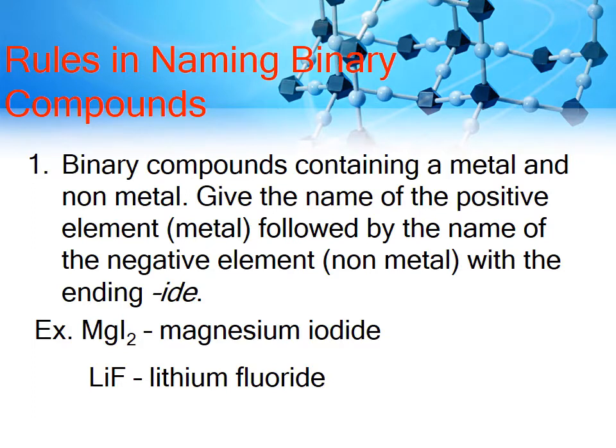We have the rules in naming binary compounds. First, binary compounds containing a metal and a non-metal. Give the name of the positive element, which is the metal, followed by the name of the negative element or non-metal with the ending -ide. For example, here in this compound MgI2, we will first give the name of the first element, which is Mg, and that is magnesium, followed by the name of I2, which is iodide.